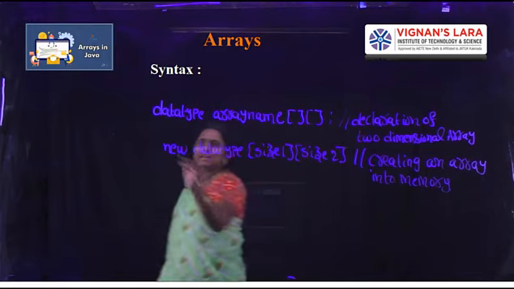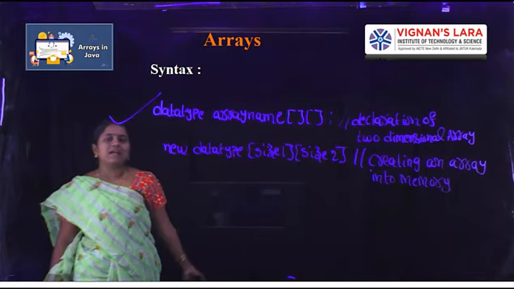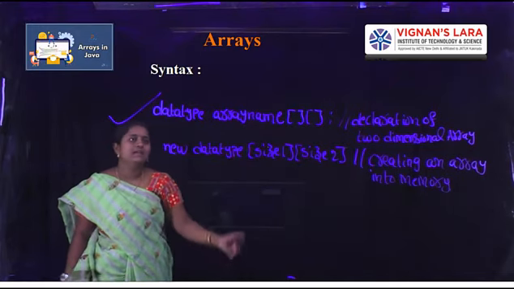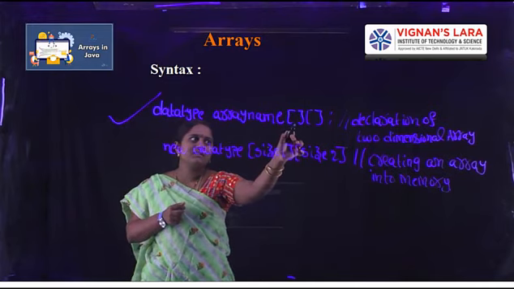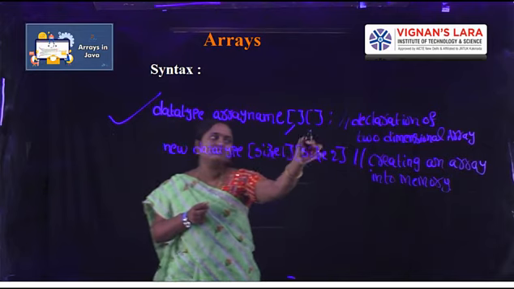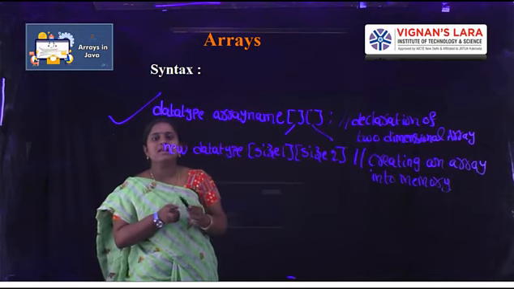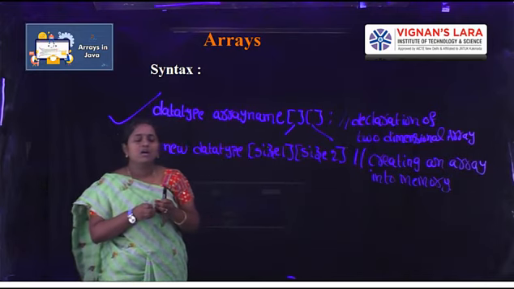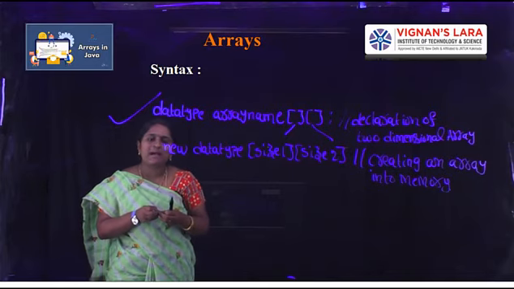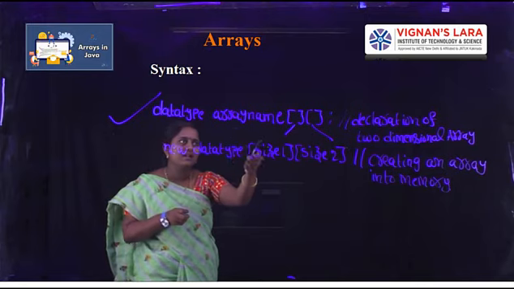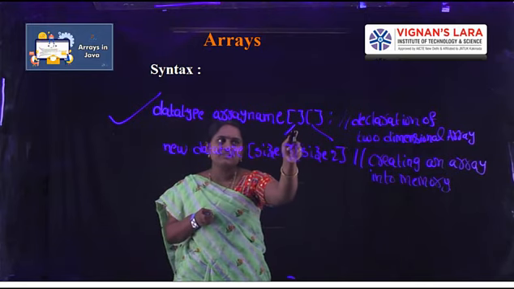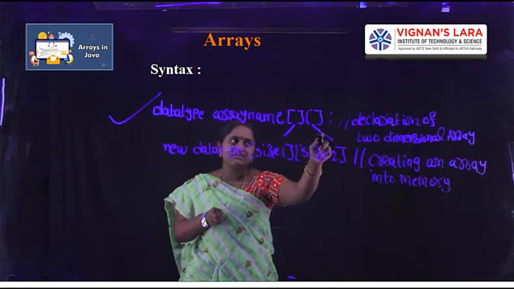The first statement is the declaration of an array. What is the syntax for declaring a two-dimensional array? Data type, array name, two subscripts. The first subscript represents the number of rows, the second subscript represents the number of columns. A two-dimensional array contains a table of data.